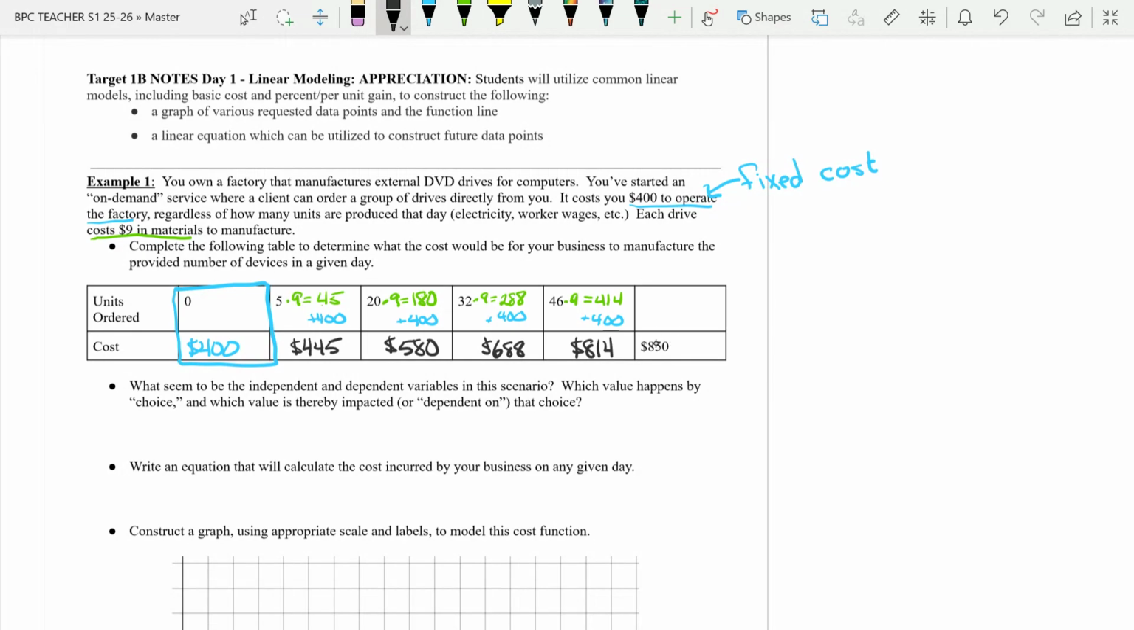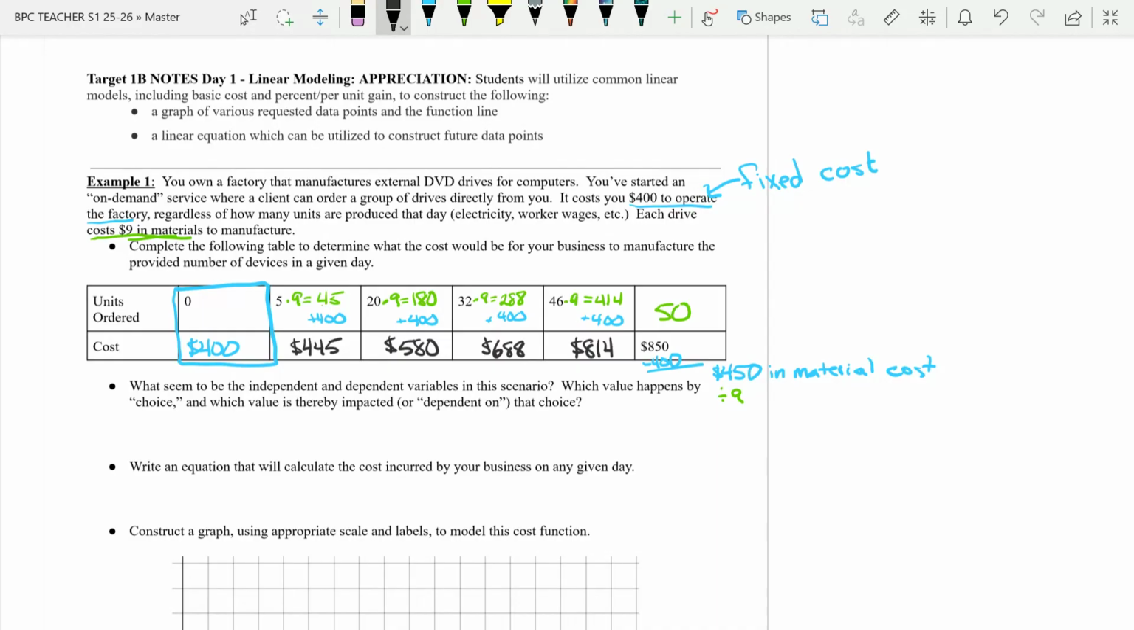Now, if it costs $850 and I want to know how many drives are ordered, I'm just going to work backwards. So I can subtract the $400 that was my fixed cost to get $450 in material cost, which if it's $9 in material per drive, I can divide that by 9 and that will get me 50 drives.